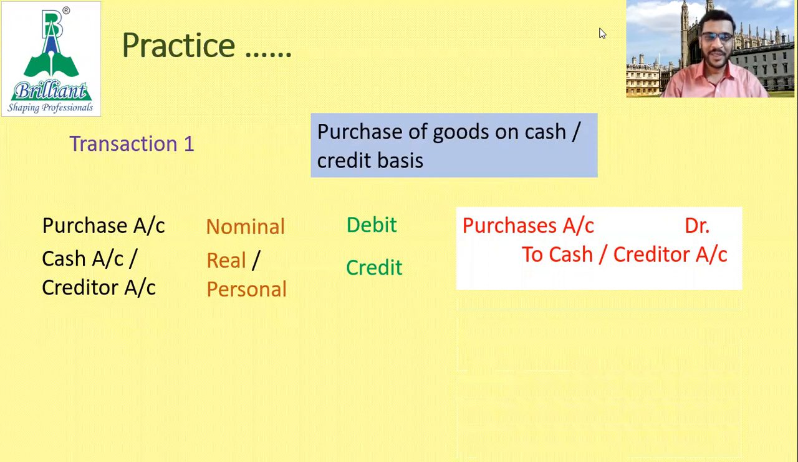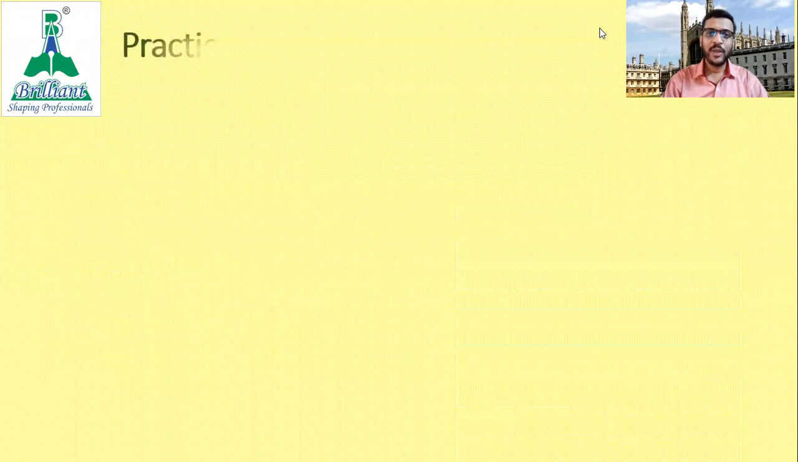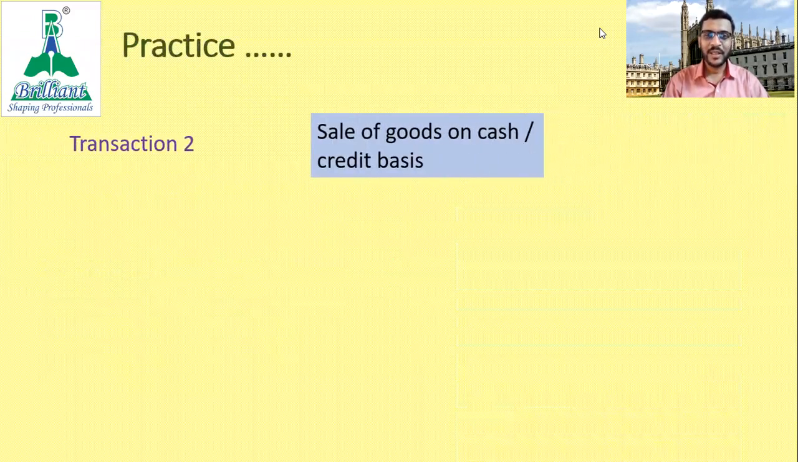I hope so. Now practice of transaction number 2. So what is the transaction? Sale of goods on cash and credit. Now this is the opposite of the previous journal entry. In the last journal entry it was purchases to cash. Here it will be cash to sales.